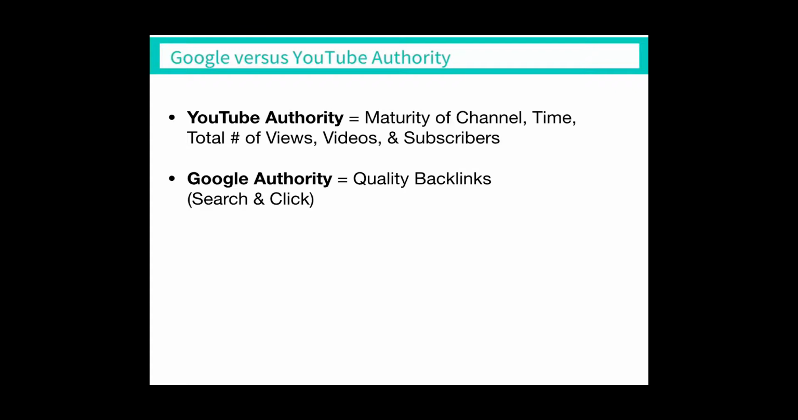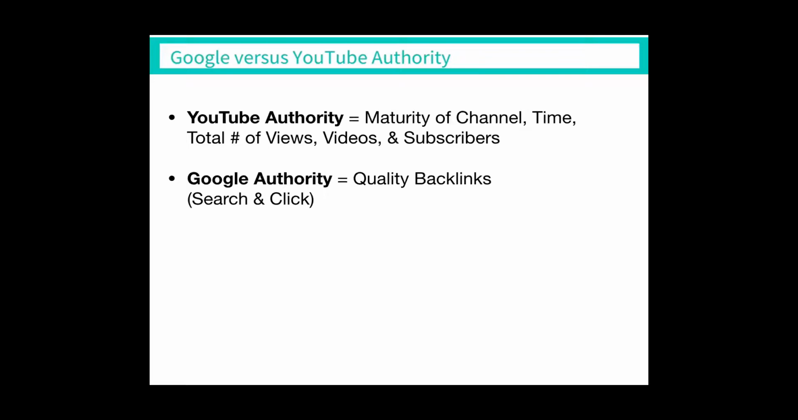So first thing we're going to cover is Google versus YouTube authority. It's different, okay? What YouTube looks at is maturity, okay? Is it a brand new channel, or have you been around for 2 months? Have you been around for 2 years? How much time has your channel been around? Do you have 1 video, or do you have 50 videos? If you have a lot, this tells YouTube that you're doing things right. People are paying attention to you, they're searching for your videos, they're searching for your channel. This is going to give you more score points with YouTube.